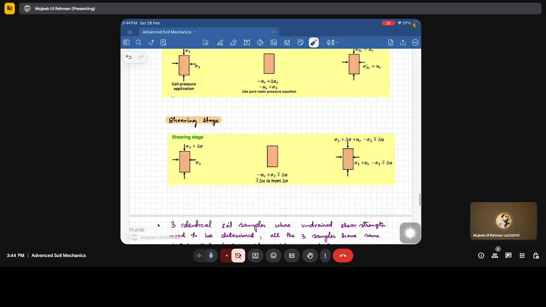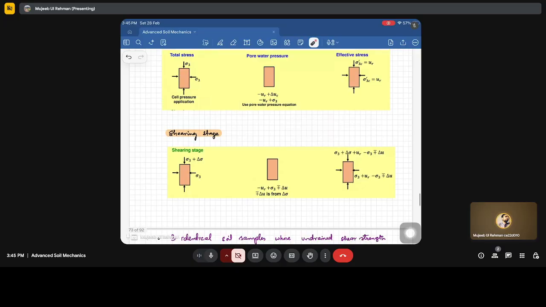In the shearing stage, we are applying the axial load delta sigma in order to shear the specimen, and depending upon the material properties, whether it is dilative or contractive, we will have a negative or positive delta U over water pressure, right? And in terms of effective parameters, it will be sigma 3 plus delta sigma plus UR minus delta sigma 3 plus minus delta U.